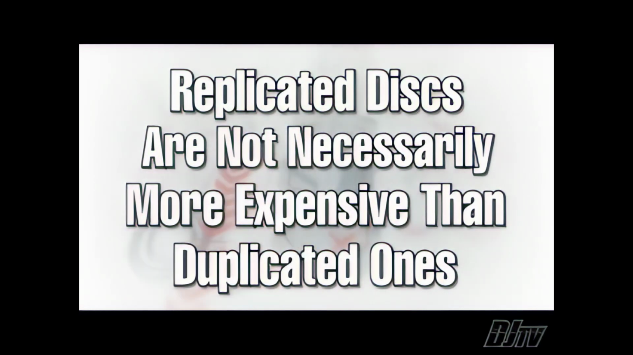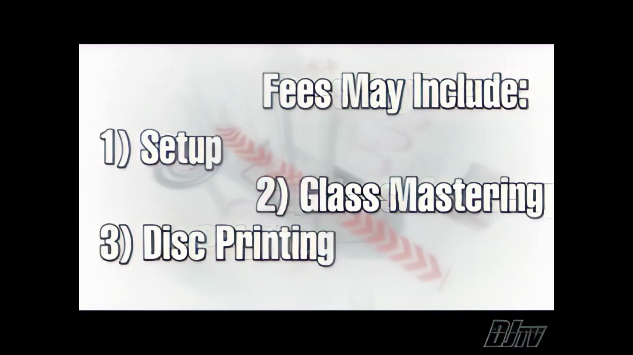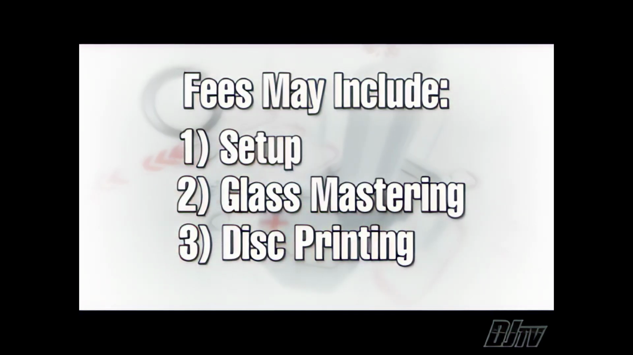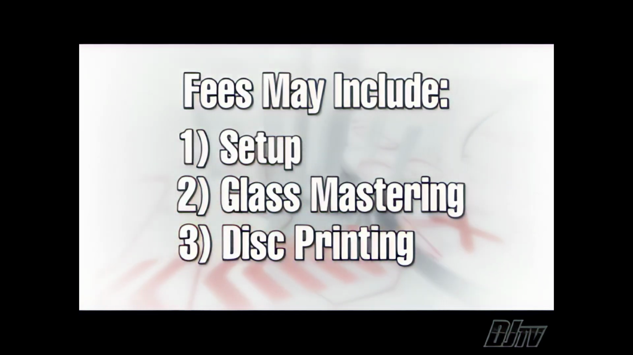If you're planning to distribute 250, 500, 1,000 or more DVDs, you're going to want to replicate your discs by having them pressed. Because of the economy of scale, replicated discs are not necessarily more expensive than duplicated discs on a per unit basis. A ballpark figure for a run of 1,000 copies might be $1,000 or $1 per disc, which can include setup, glass mastering, and disc face printing fees.